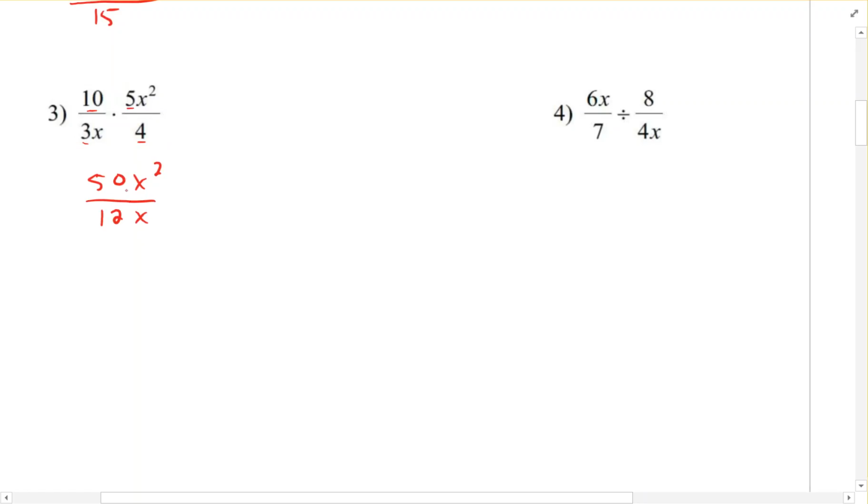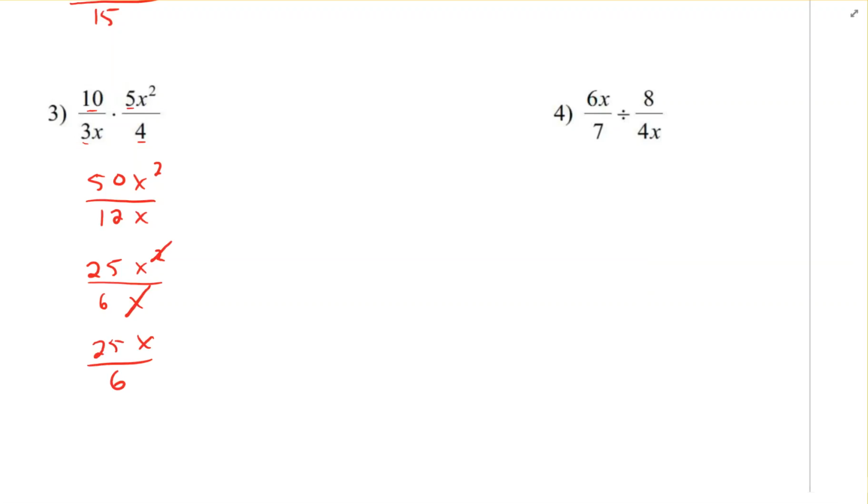Now we've got just what we had in the last lesson, right? Where you've just got numbers you have to simplify and then x's that you have to cancel. So it looks like 2 can go into both of these. So I could rewrite this as 25x squared over 6x. And then the last thing I can do is cancel one of the x's in the bottom. So one of these x's up here would cancel with that one in the bottom. So this would be 25x over 6.